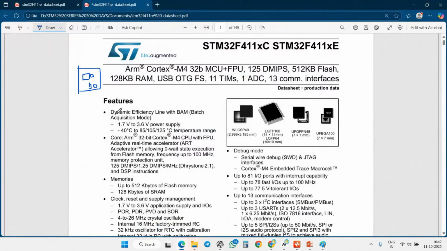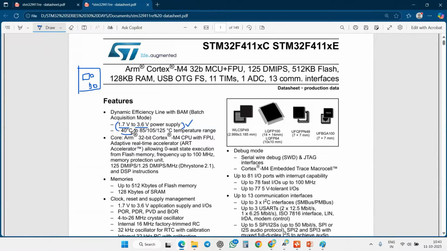If you just see this, I'm going to tell about this concept of dynamic efficiency. First of all, it is having a power supply. So the range of power supply is 1.7 volt to 3.6 volt. Okay, the acceptable voltage is 1.7 volt to 3.6 volt. That is the range for your complete core processor.